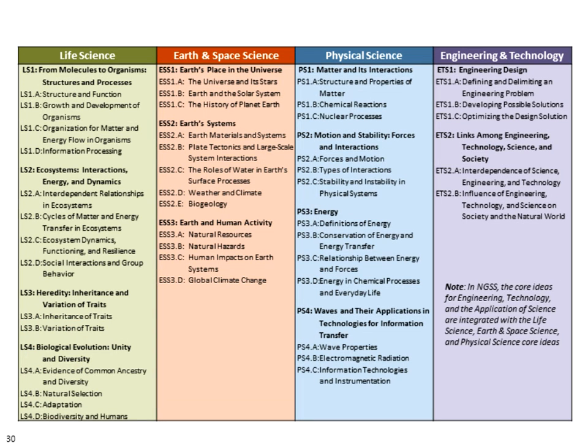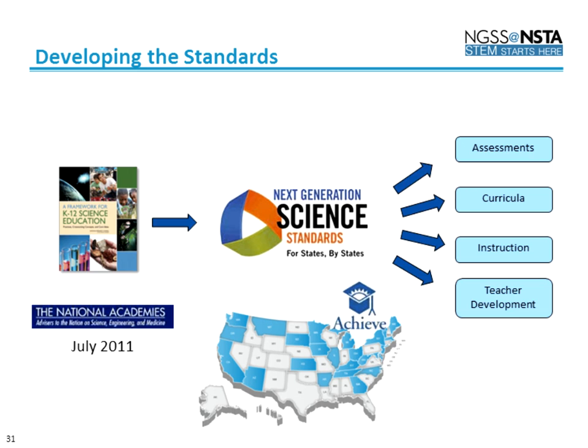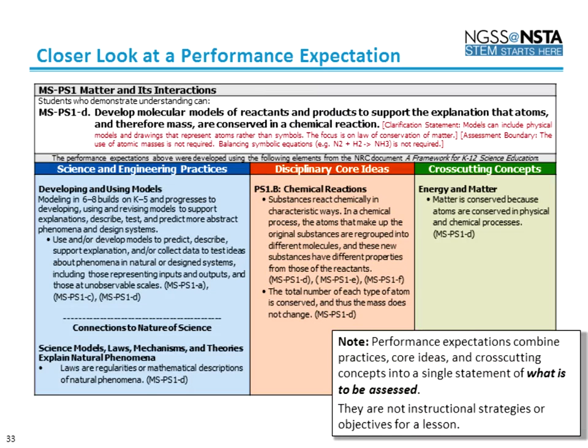And those different layers are worked down to finer grains, so matter and interaction is broken down into some more specific indicators and then even more specific standards themselves. And so the standards themselves, let's take a look at an example performance expectation here. This was one from the January draft. That developing molecular models of reactants and products to support the explanation that atoms and therefore mass are conserved in a chemical reaction. And this idea here blends together different elements.